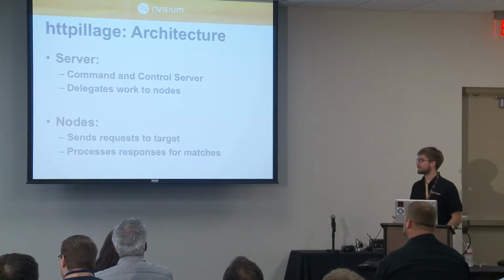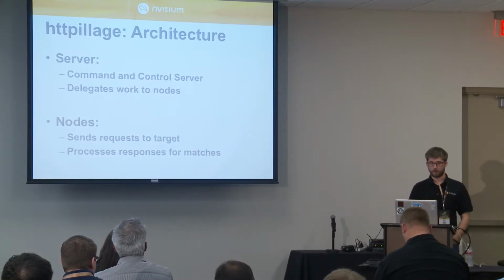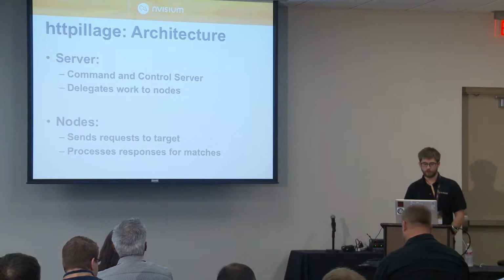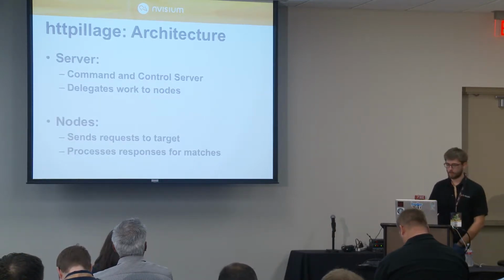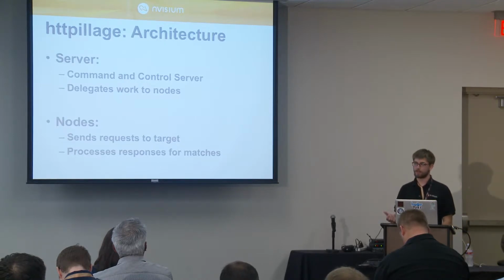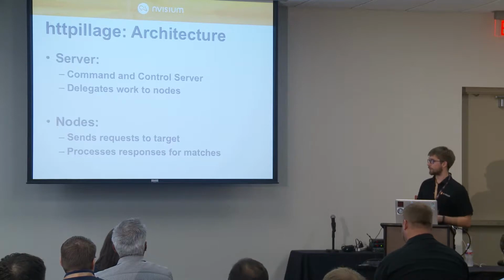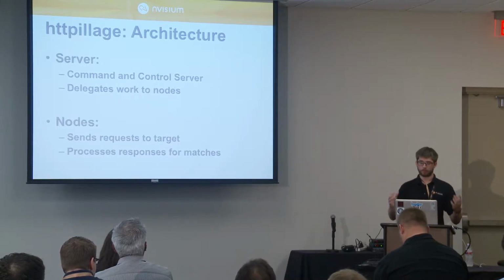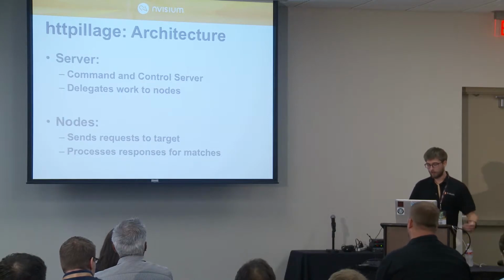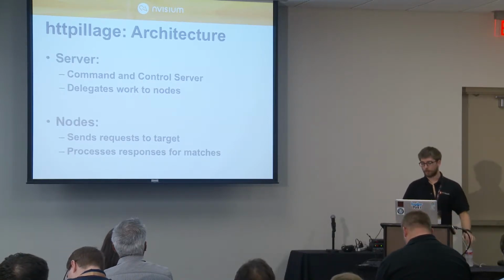So in a general sense, there are two major parts to HTTPillage: a server and then nodes. Pretty straightforward. The server is a command and control server, so if you've ever worked with any botnets or botnet controllers, it's not too different in the sense that the server is the general point of interaction for the attacker, and that delegates work out to the nodes. And then nodes are the ones that are actually sending the requests to the clients, and they process the request for matches.